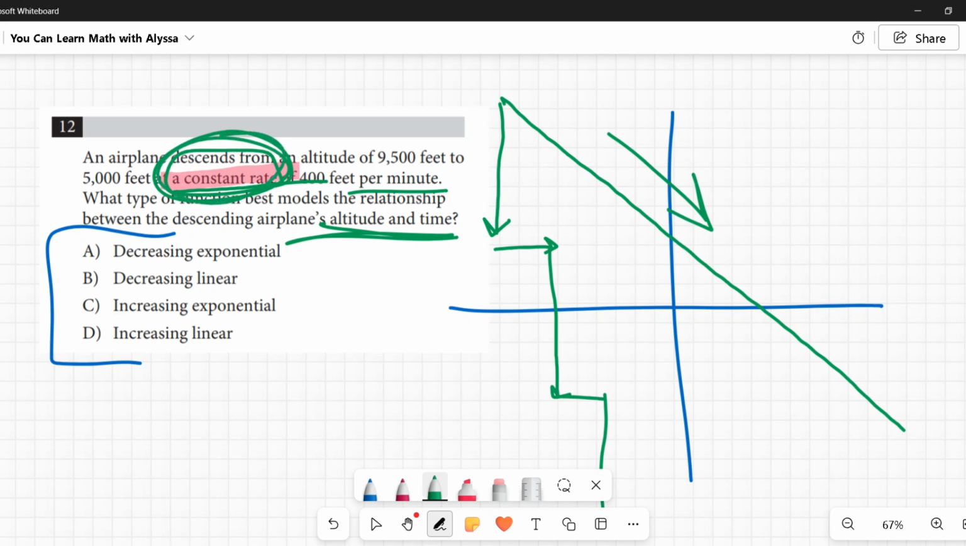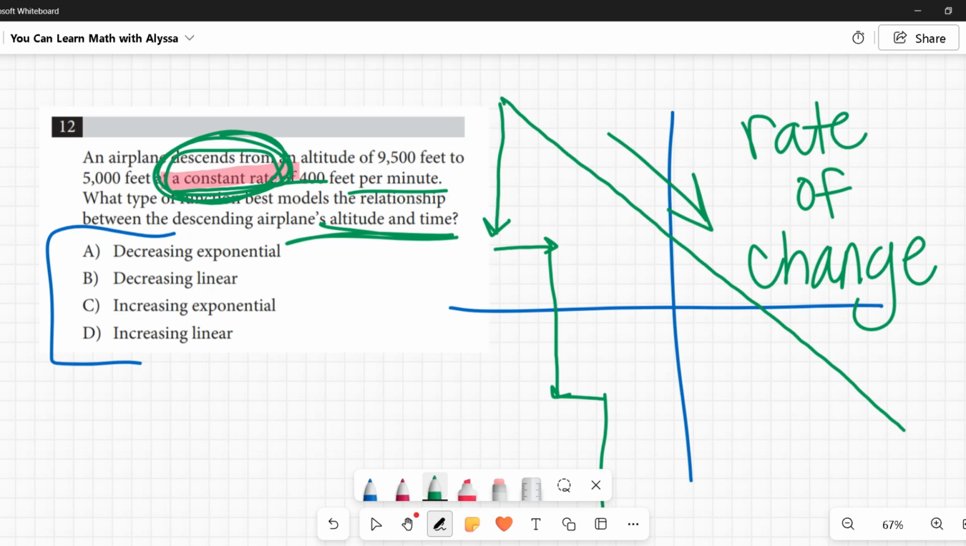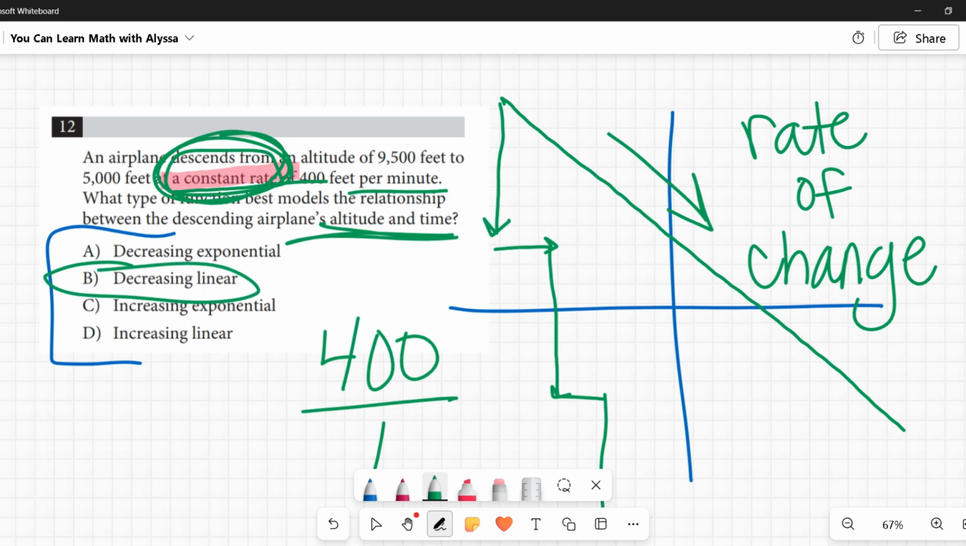The slope is constant. Rate of change is another way that we can express slope. You don't hear it that often. Usually your teachers will call slope something like change in y over change in x, rise over run, but it is a constant rate of change. Those are words to look out for in the SAT. So this is a constant rate, 400 feet for every 1 minute. It doesn't change. That is a constant slope. It's going down. It is a decreasing linear function.